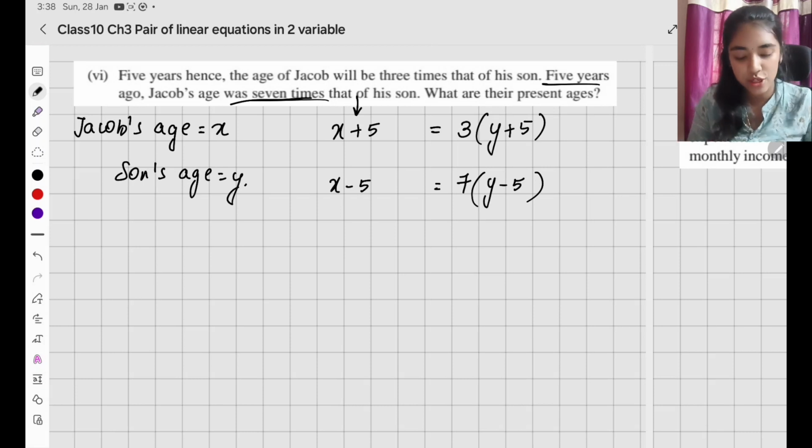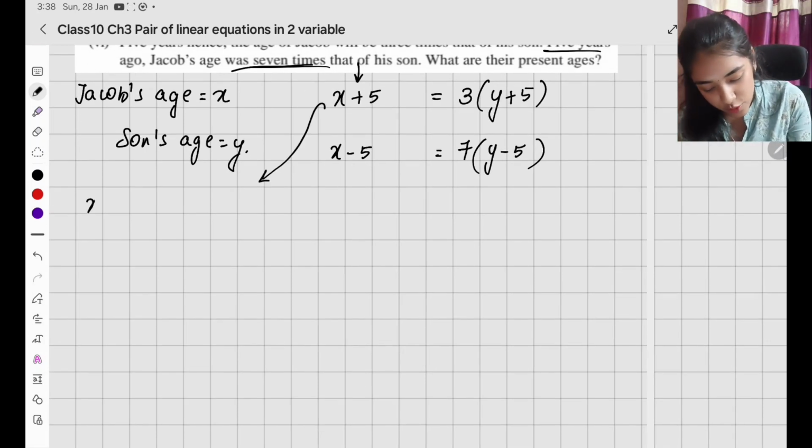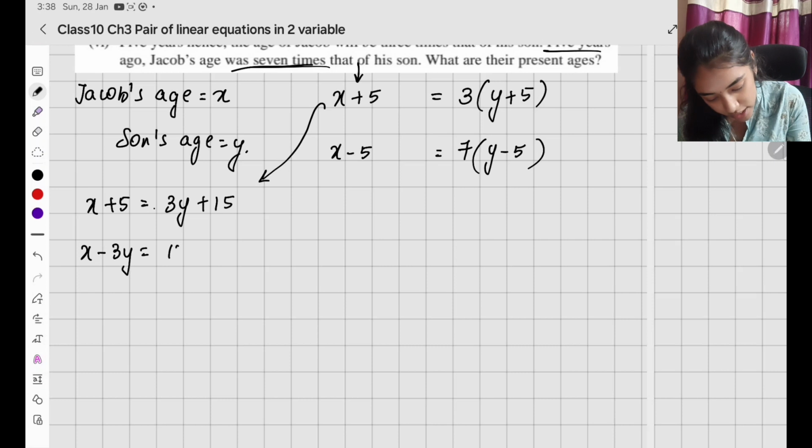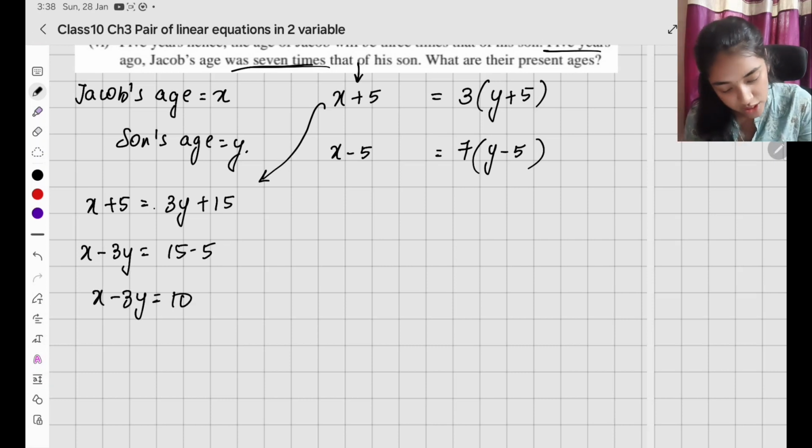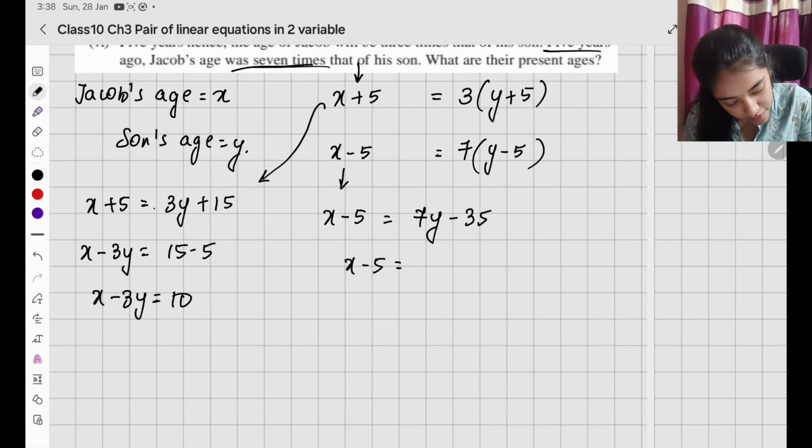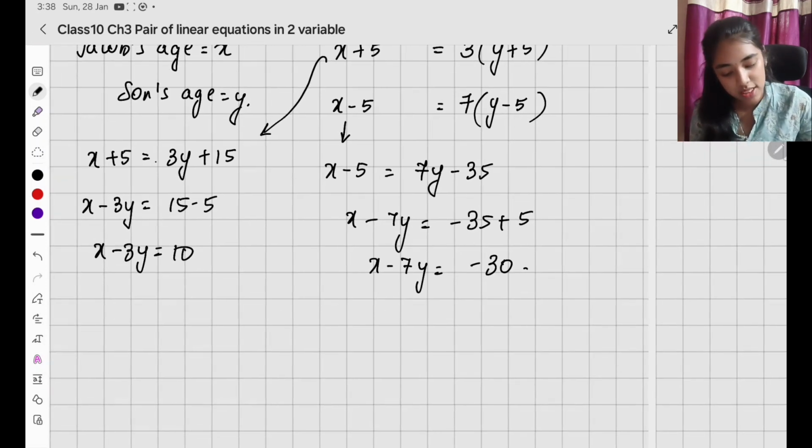Okay. So now shall we simplify both equations? So this particular equation is going to be x plus 5 equals, when I multiply the 3 inside, I have 3y plus 5 3s are 15. So we have x minus 3y equals 15 minus 5, x minus 3y equals 10. So this is one equation. And when we simplify the other equation, we have x minus 5 equals 7 multiplied in, 7y minus 35. So I can bring the y to the other side. I have x minus 7y equals minus 35 plus 5. So x minus 7y equals minus 30. So this is one other equation.